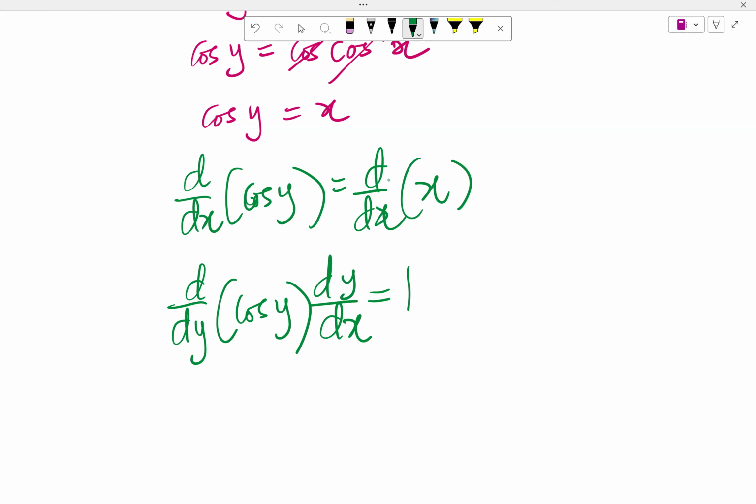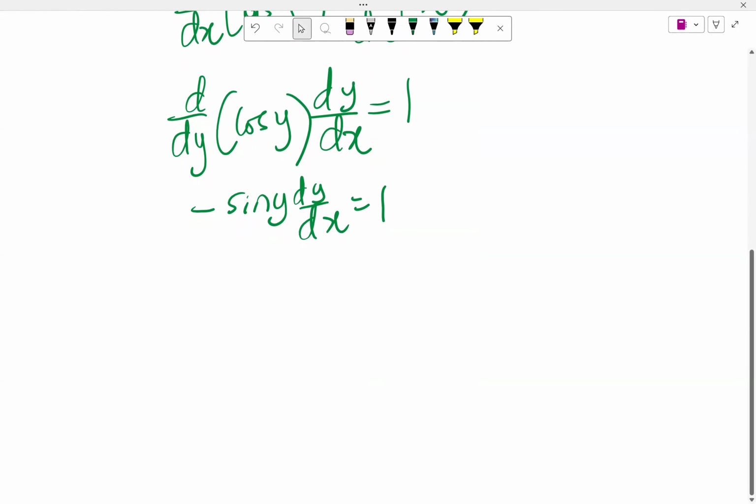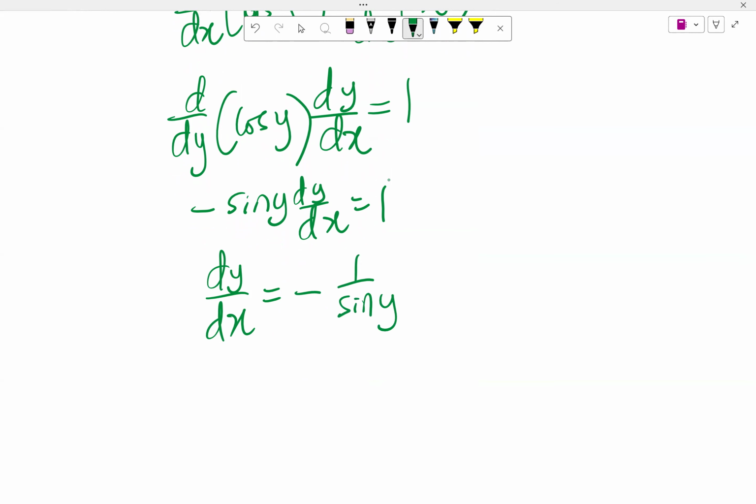All right. So d dy of cos y, that's just like differentiating cos y. And if you differentiate cos y, you simply get minus sine y, then multiplied by the dy dx you have beside it. So minus sine y times dy dx equals 1. Now, what you need actually is dy dx. So you have to divide both sides by minus sine y. So you have dy dx equals minus 1 over sine y.